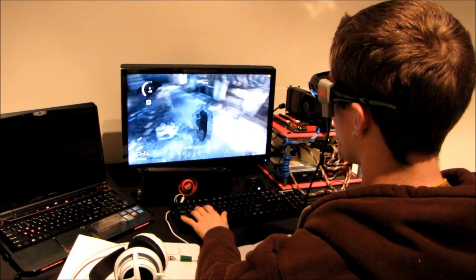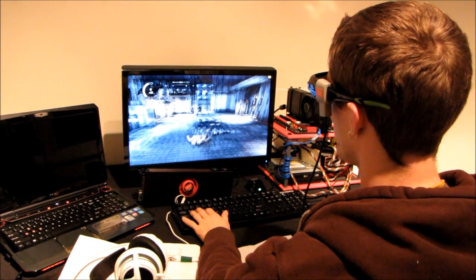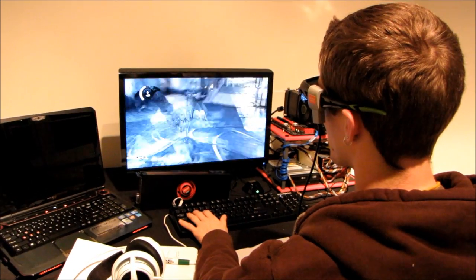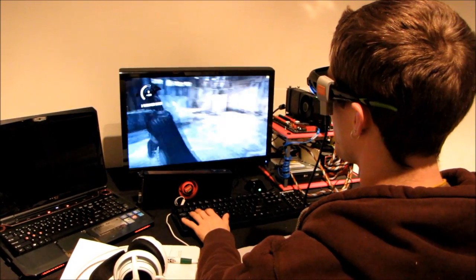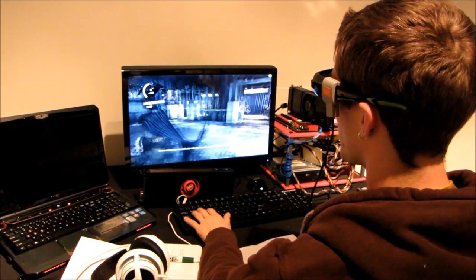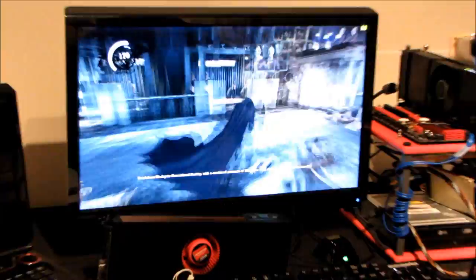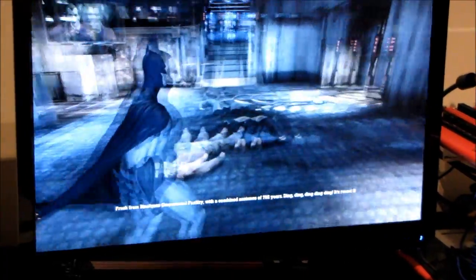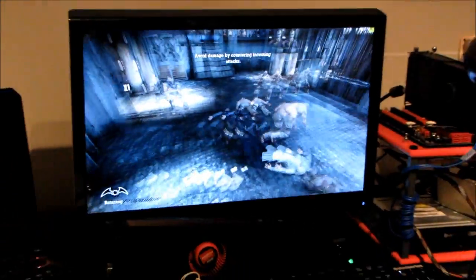So to test a bit of a different usage scenario for the GTX 590, I wanted to have a look at its performance in 3D Vision in a couple of 3D Vision ready games. One of the ones that I picked was Batman Arkham Asylum. I'm running at 1920 by 1080, so that is 1080p, 4x anti-aliasing, and all of the details are maxed out completely.